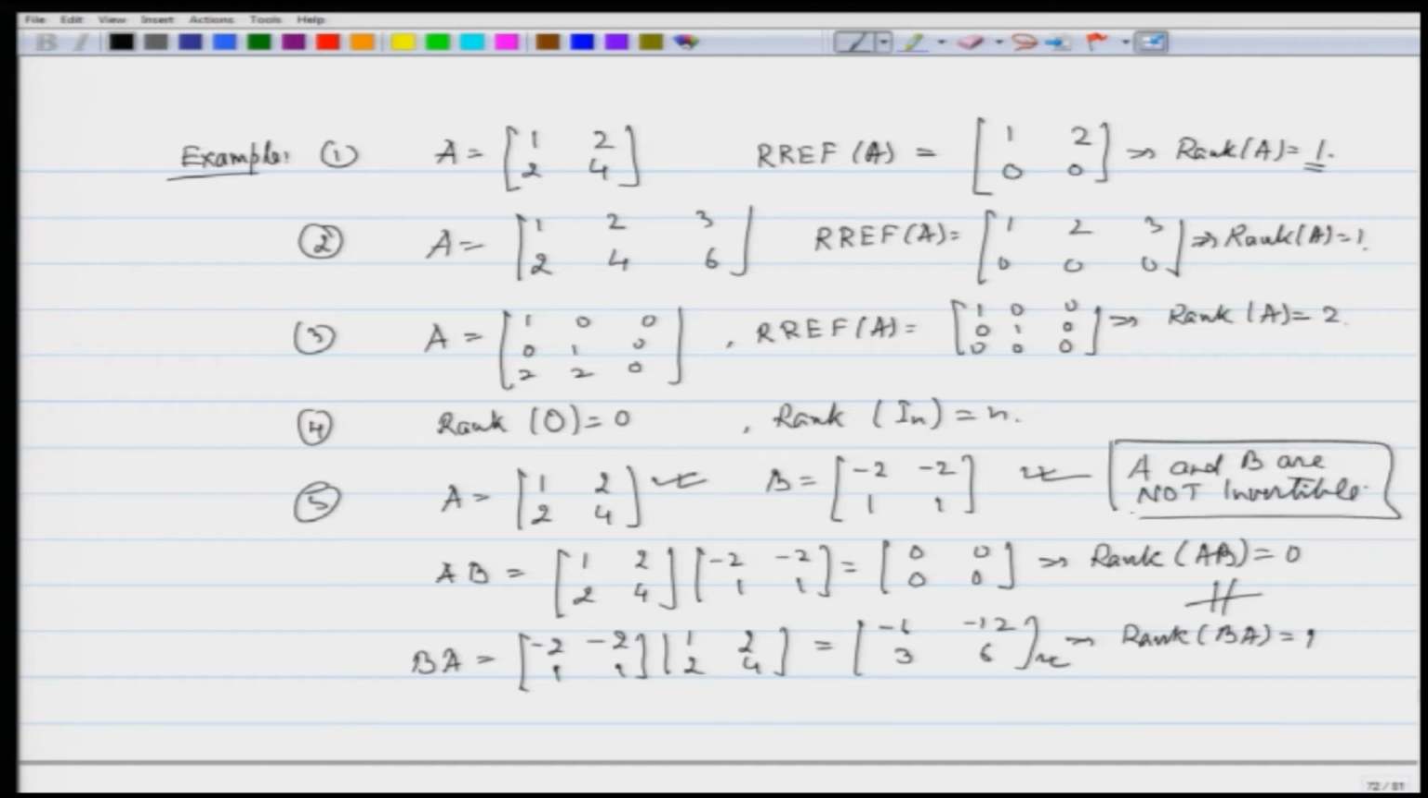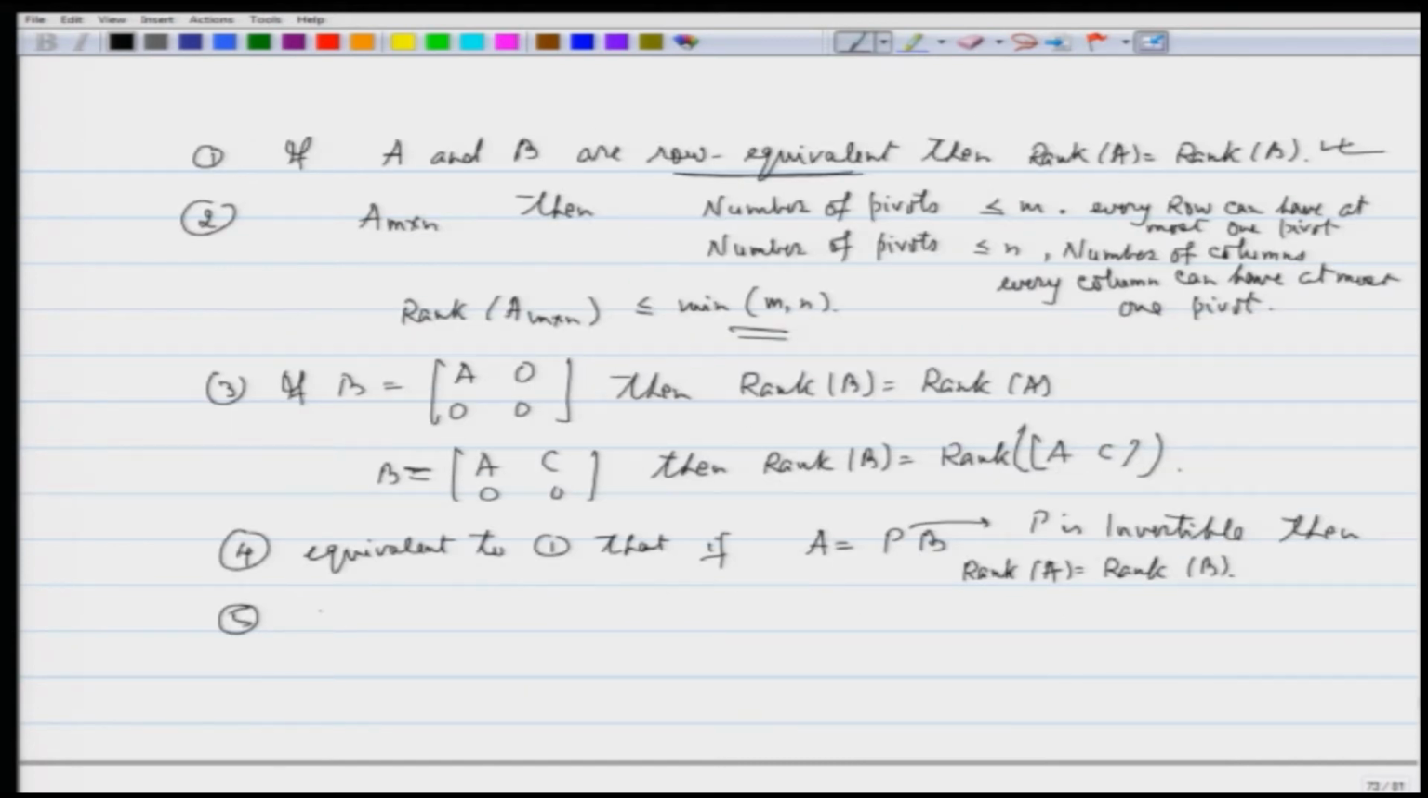In this example, when they are not invertible, the rank can either remain the same or it can also reduce. Fine. So both things are possible. So if B is equal to C times A, then rank of B will be less than or equal to rank of A. I am multiplying C on the left. Is that okay? That is important. So depending on what it is, things can change.